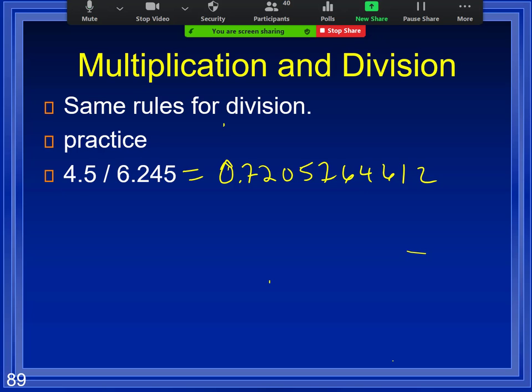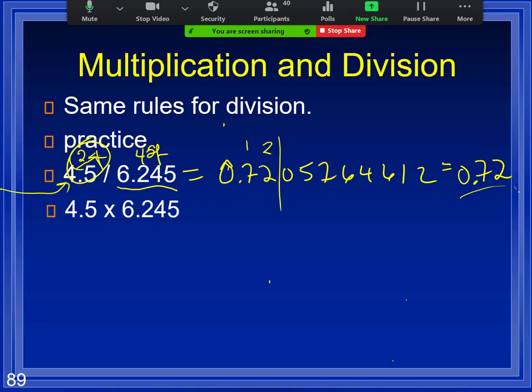Well, 4.5 has 2 sig figs. 6.245 has 4 sig figs. 2 is smaller than 4, so I get to keep 2 sig figs. The first one's the 7. The second one's the 2. Behind the 2 is a 0, so I leave it alone, and I get 0.72. Copied badly. So I rounded off to 2 sig figs because the smallest number here was 2 sig figs.